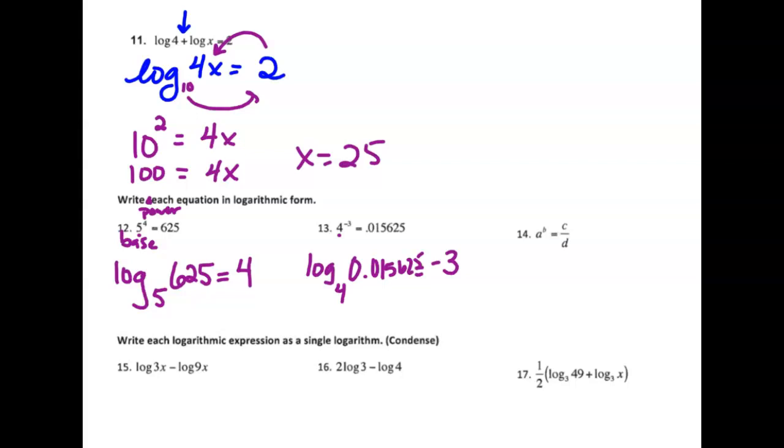All right, this one has just all variables, but that's okay. We have a base of a, so we're going to say log base a. Our power is b, so it's always going to equal our power. And then our main number would be c divided by d.